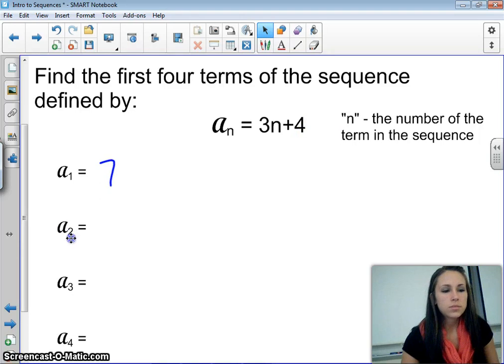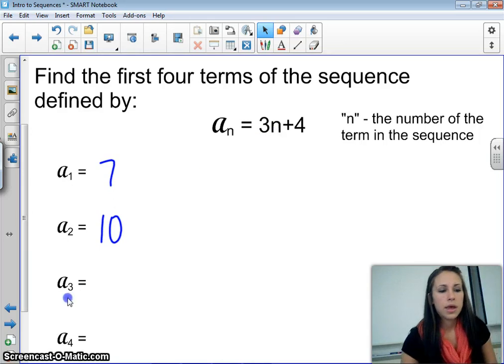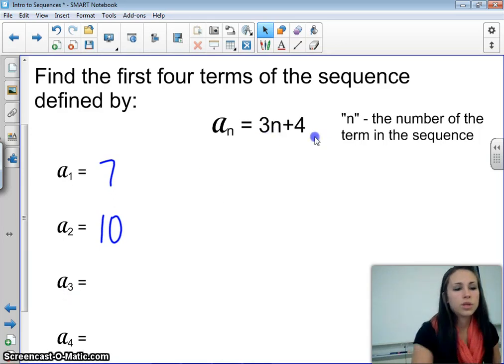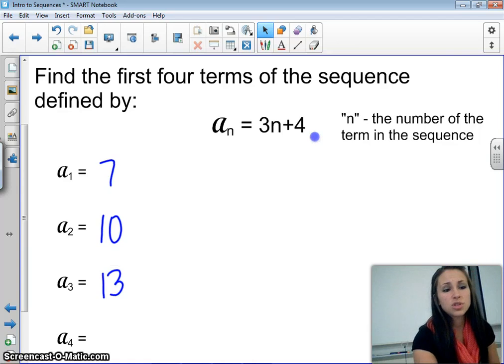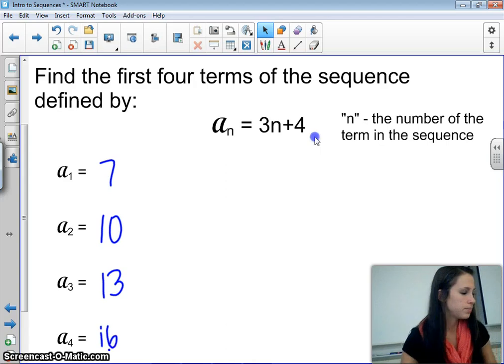A2, I would plug 2 in. 3 times 2 is 6, plus 4 would give me 10. A3, 3 times 3 is 9, plus 4 would give me 13. So hopefully you can see that there's going to be a pattern in this, and this is just going up by 3 each time. So the next term would be 16.